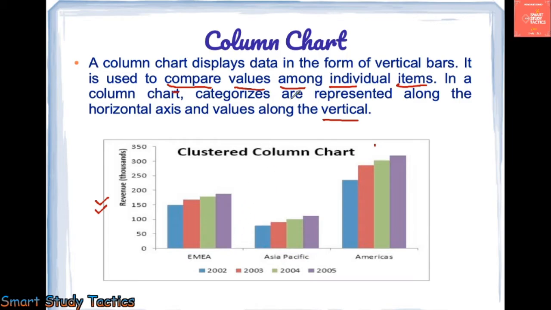And you are comparing the values. You can see 2002, 2003, 2004, 2005. We are comparing the values. You can see 150, 155, or something else. Here is the gap of 50. So it is comparing the values according to that. EMEA, Asia Pacific, what is the performance of that? America, what is the performance? So like that we can categorize, we can check, and we can make a judgment of that also.